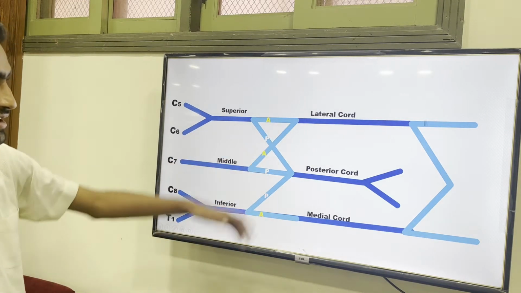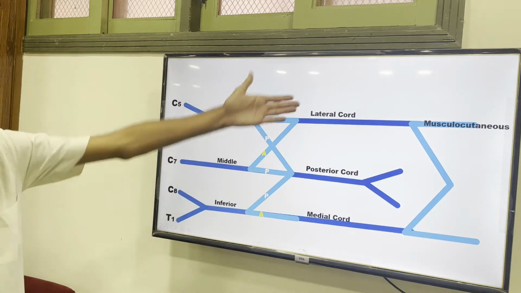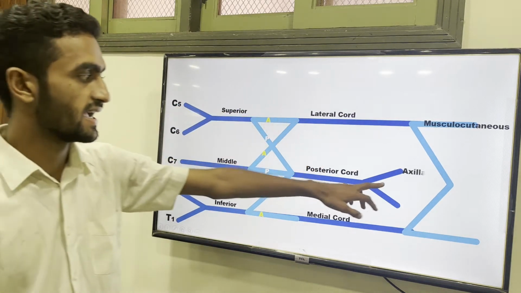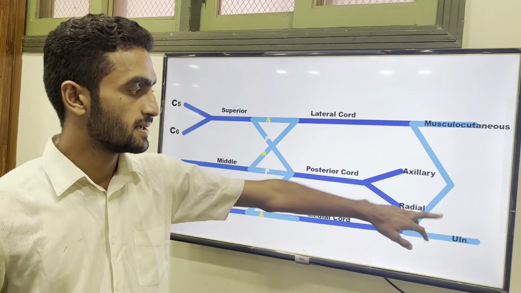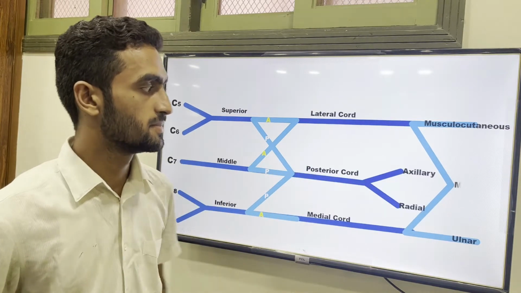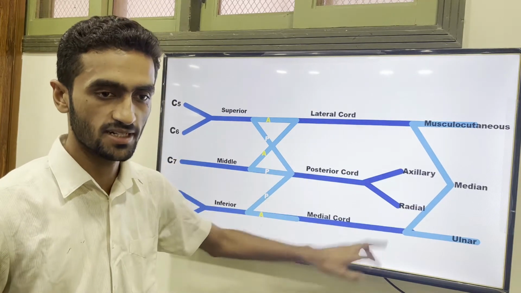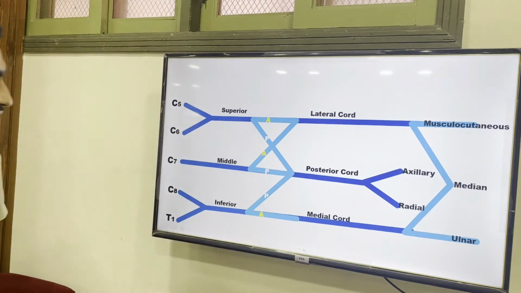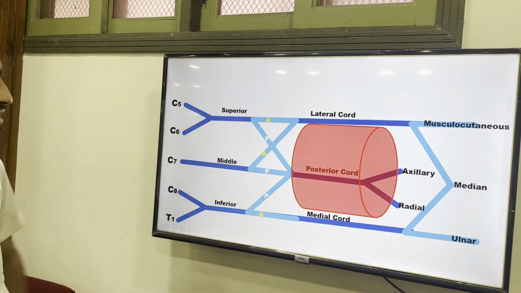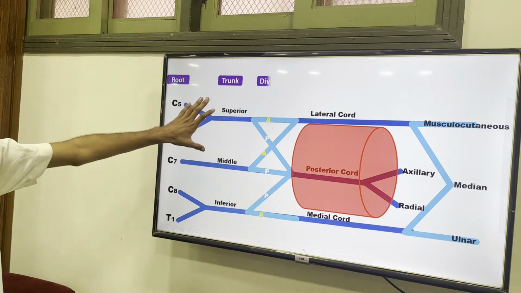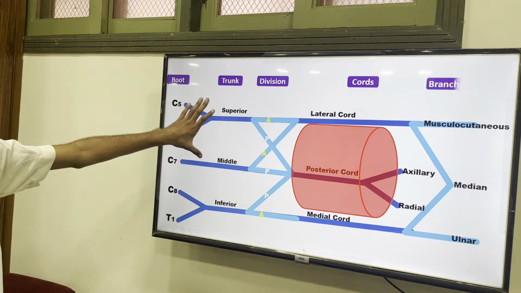Okay, so these are cords, and these are your nerves: musculocutaneous, here is your axillary, and here is your radial, and here is your ulnar, and the median, which is formed by the lateral and the medial. And this is your axillary artery, its relation to that. So: root, trunk, division, cords, and the branches.